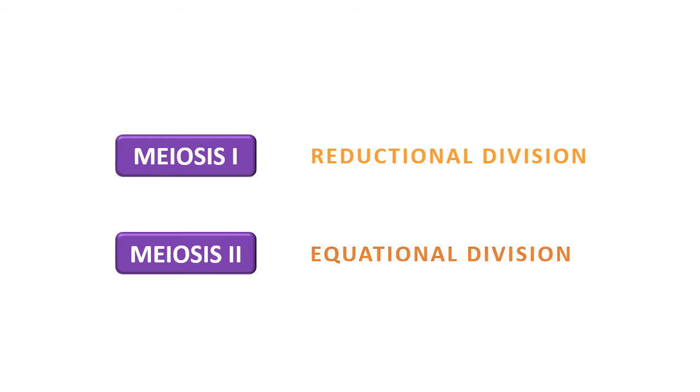At this point, keep in mind that the reduction of chromosome number into half is of great importance in the maintenance of chromosome number among organisms.